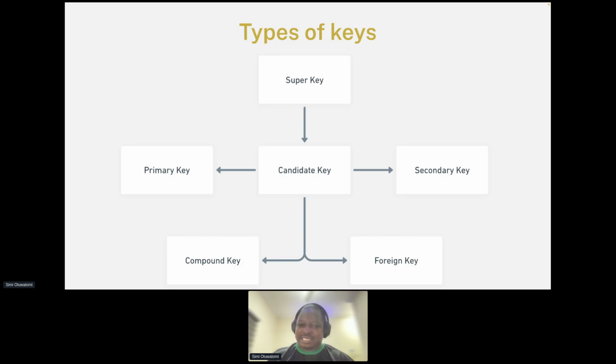So in this case, we can say that both the DNA and the fingerprints are super keys, but only the DNA is a candidate key because the fingerprint can become null at some point in time. I hope you are following. Now, let us talk about other keys that we have on the screen.